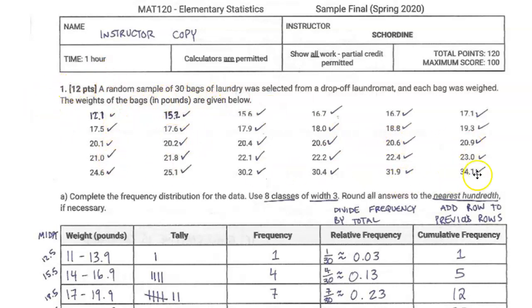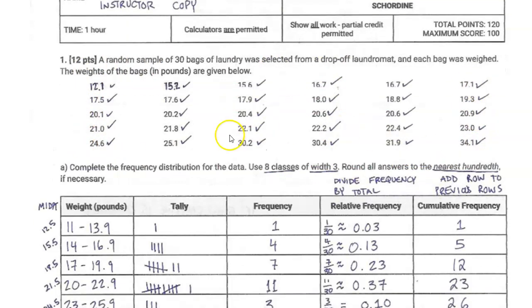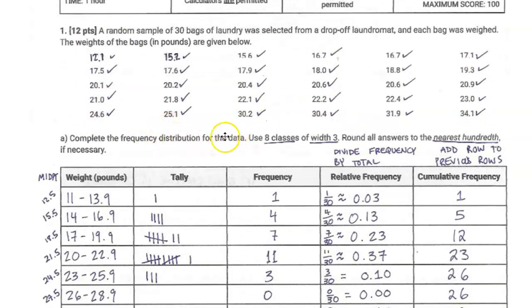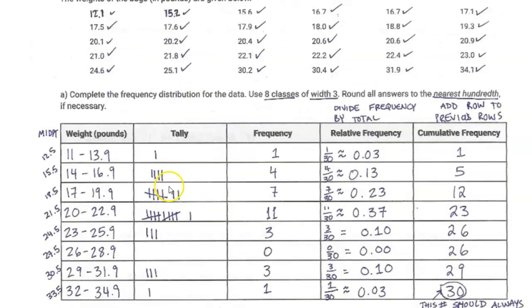It gives us some raw data here, 30 bags of laundry, their weights, and it asks us to complete a frequency distribution table for this data. In this table, there are a couple of different columns that you need to identify. The first column here is weight in pounds. It's asking us to use 8 classes of width 3. That means all of the classes have to have 3 weights within them.